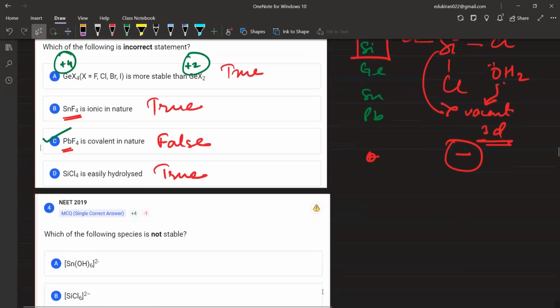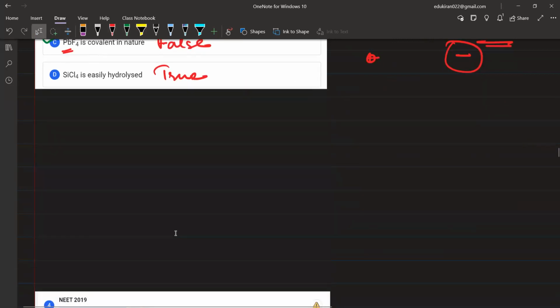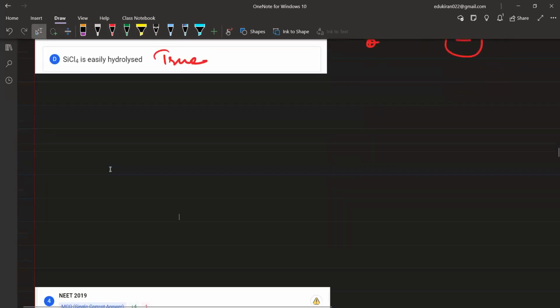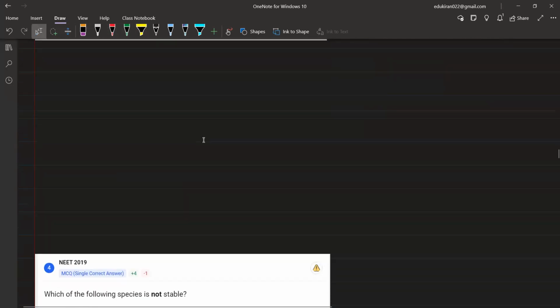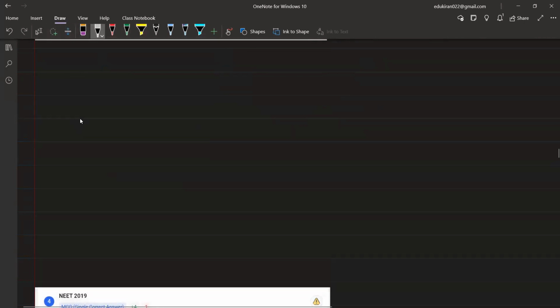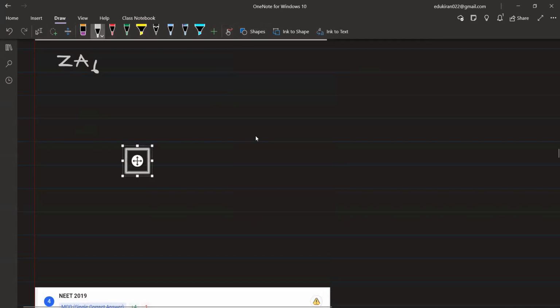Now, moving on, we have this question. Before that, I will explain how to solve this type of question. The size of the atom will depend on the stability. How to see that? If you have, let us suppose, ZA6, there are 6 atoms attached to Z. Now all of these will be spherical. All of the atoms will be spherical in nature.